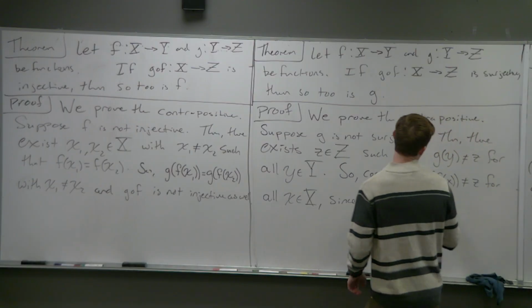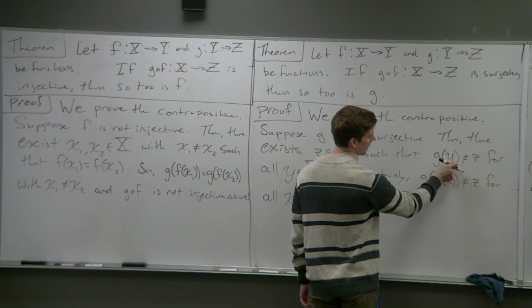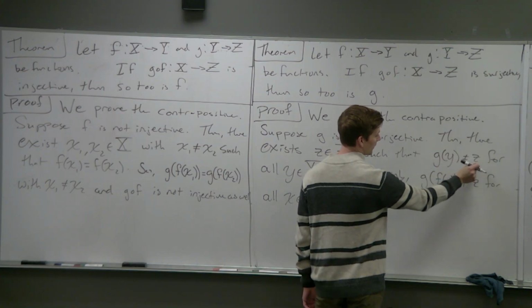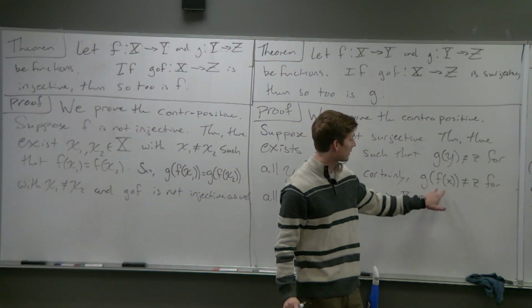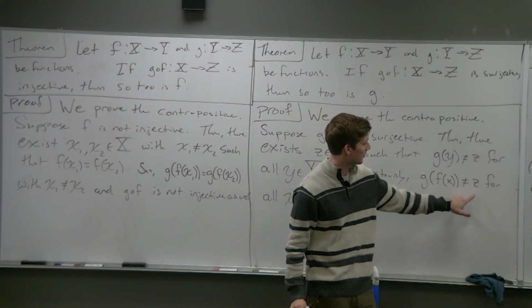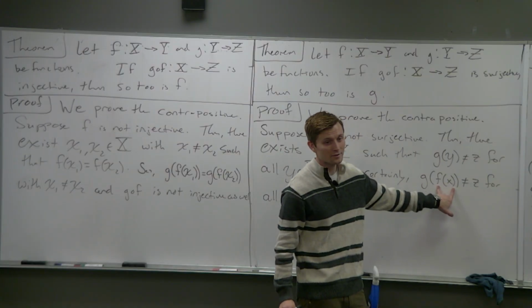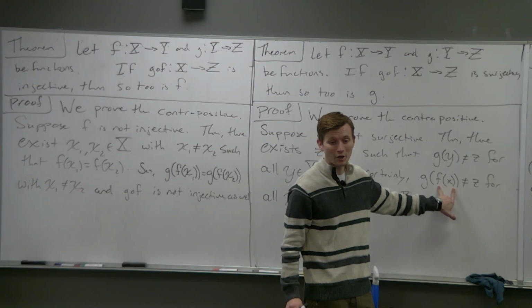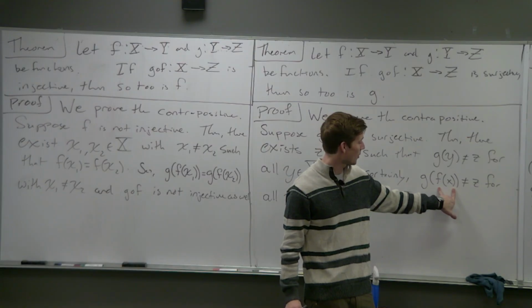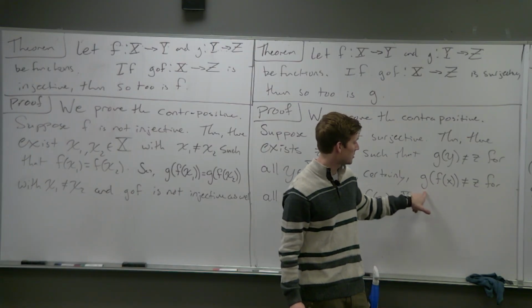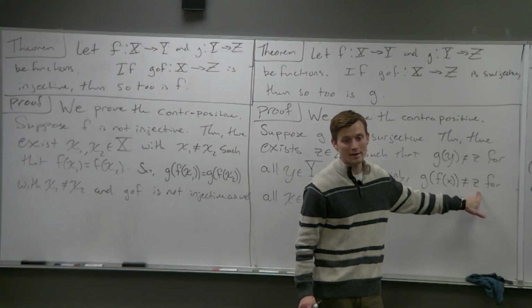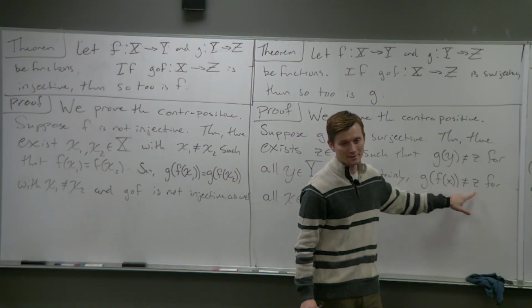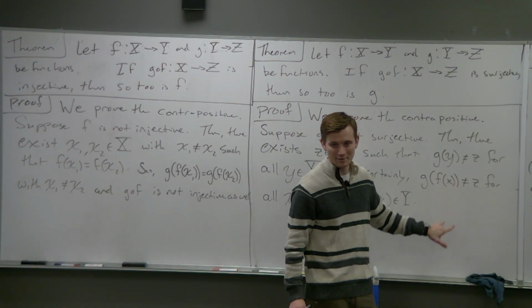That is, if there is no y such that g of y is equal to z, then there is certainly no x such that g of f of x is equal to z, since f of x is just equal to some y, right? Since the codomain of f is Y. f sends x's to y's. So if there was such an x, then g would send that y to z. If there was such an x that let you get there, that would imply the existence of such a y.